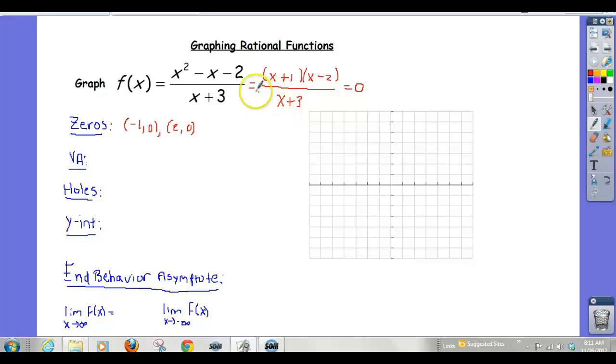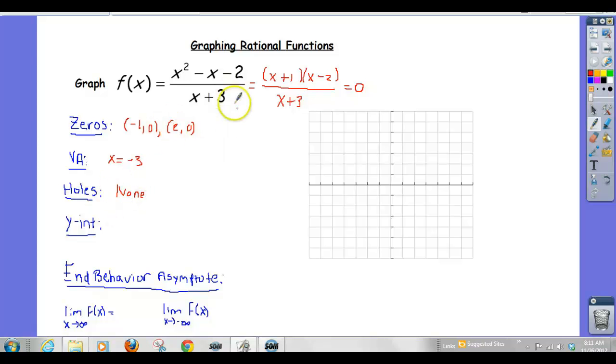Vertical asymptotes. Well, the vertical asymptotes occur at the x values for which your denominator equals 0. And so it looks like x plus 3 equals 0 when x equals negative 3. So the vertical asymptote is x equals negative 3. There are no holes because no factors canceled out.